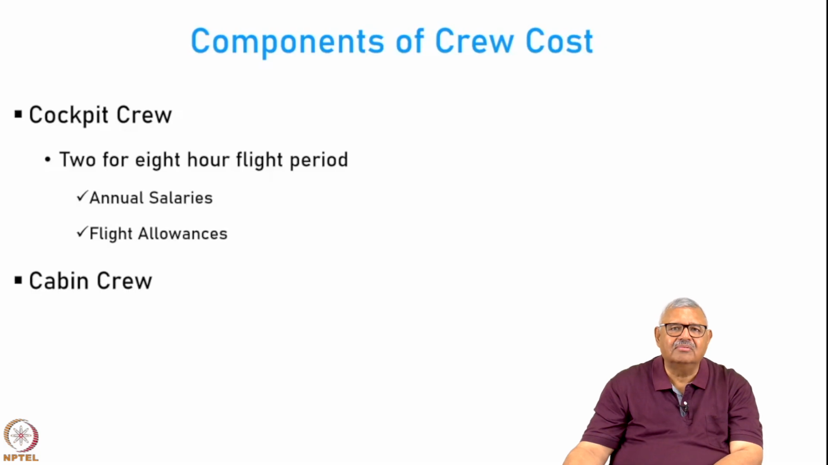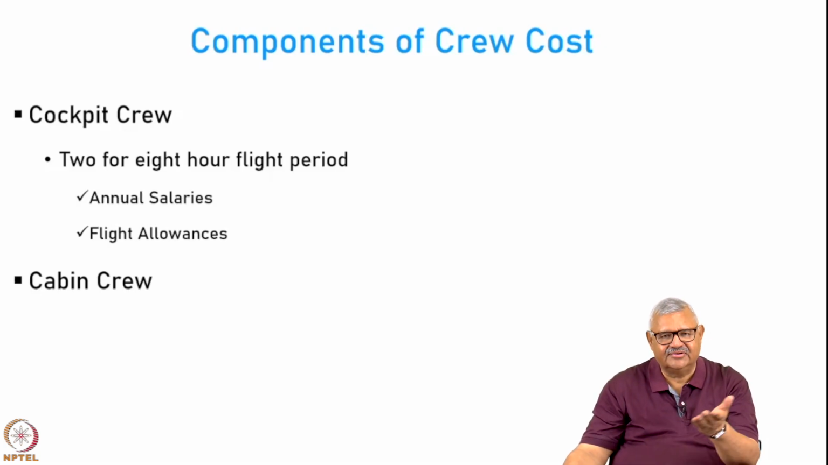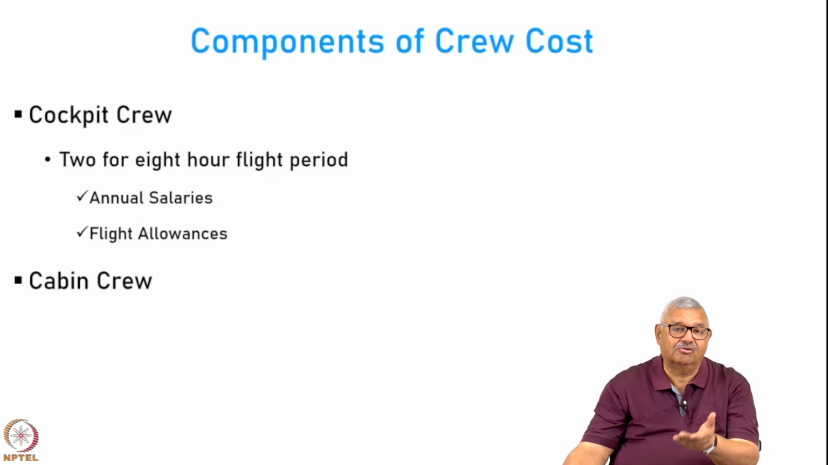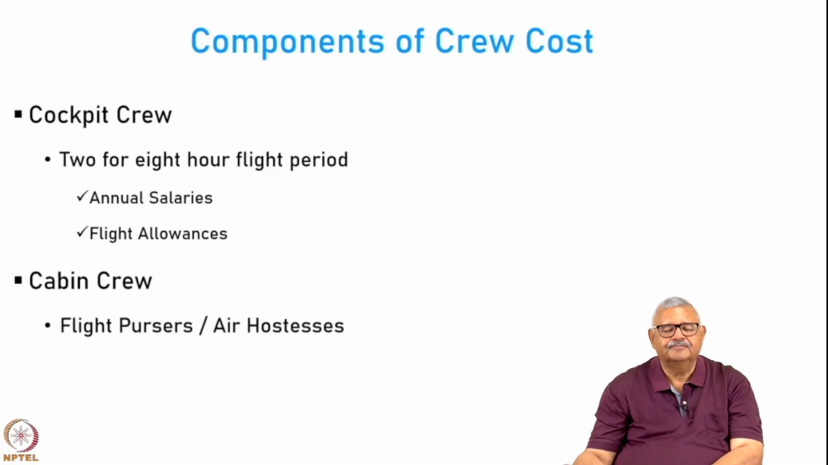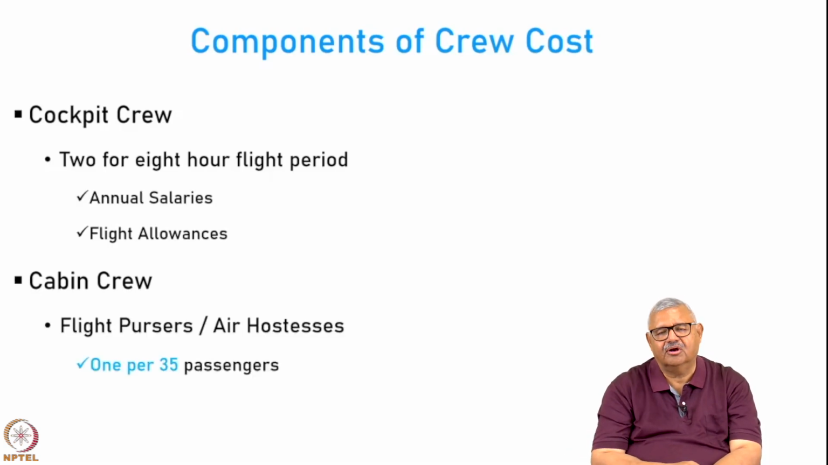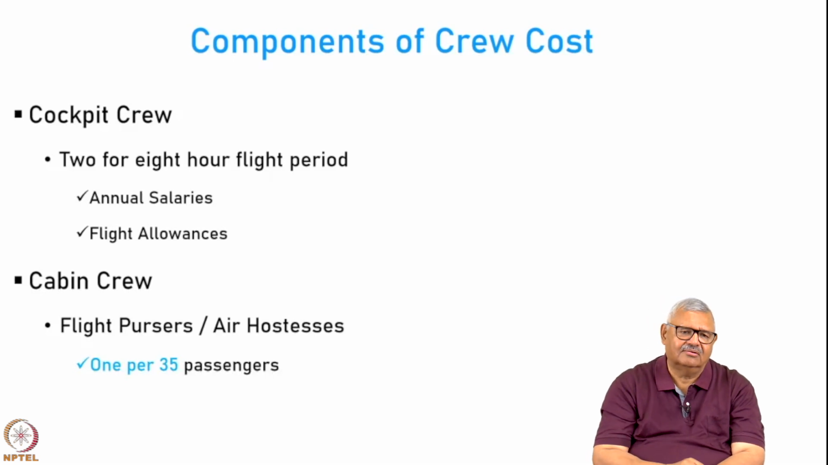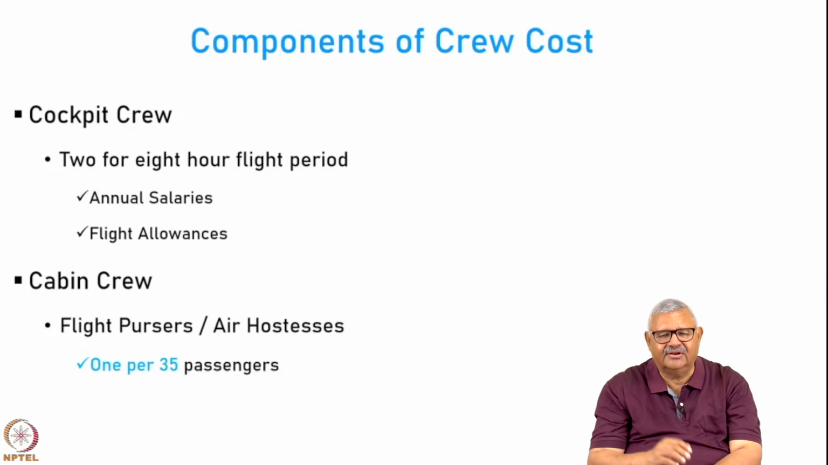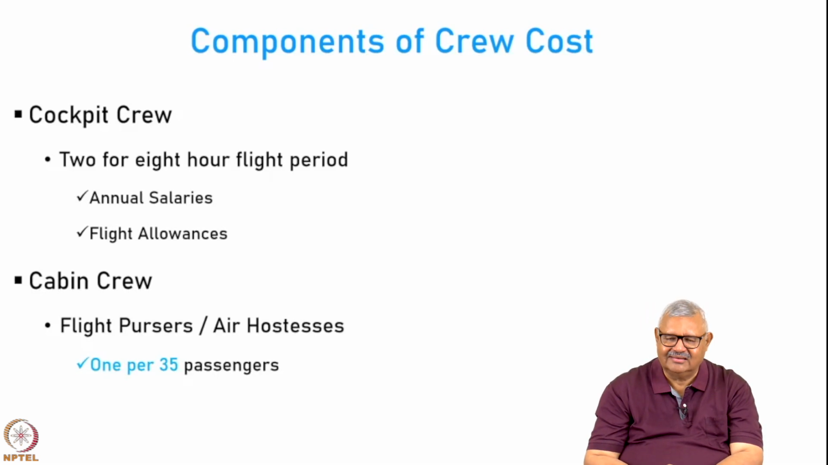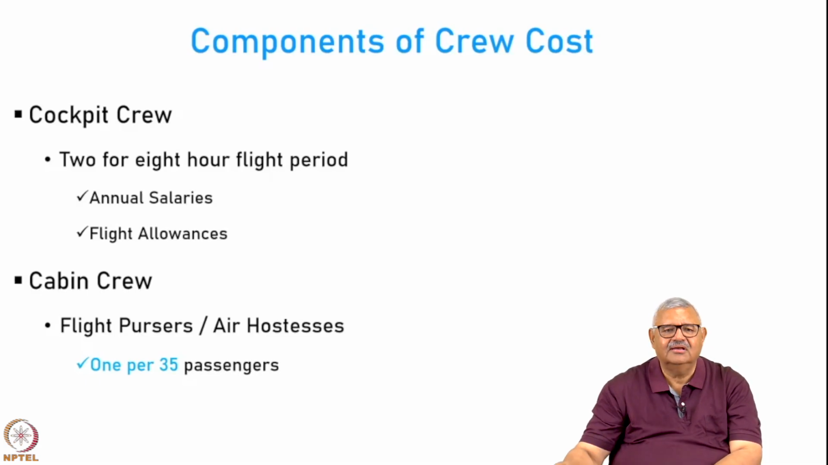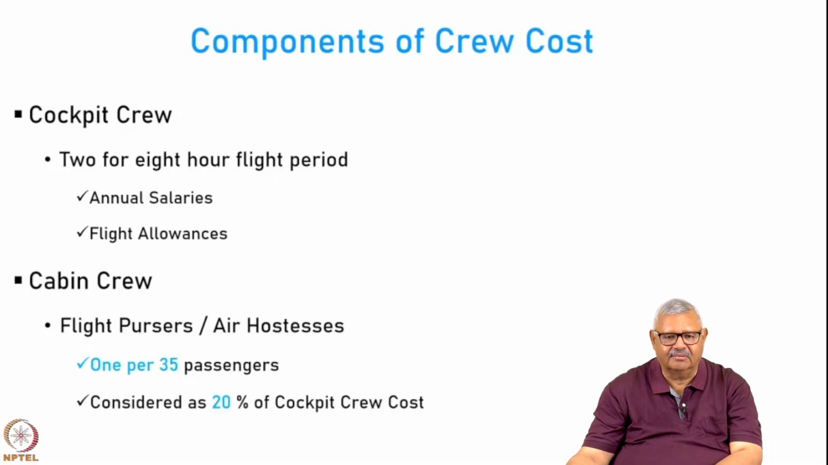Then there are cabin crew members. These are the flight purser and the air hostesses who serve the passengers and look after their safety. As per the norms for short haul operations, you can assume that one crew member is enough for serving 35 passengers. So, in our case our aircraft is just a 19-seater, so definitely only one crew member is required in the cabin.